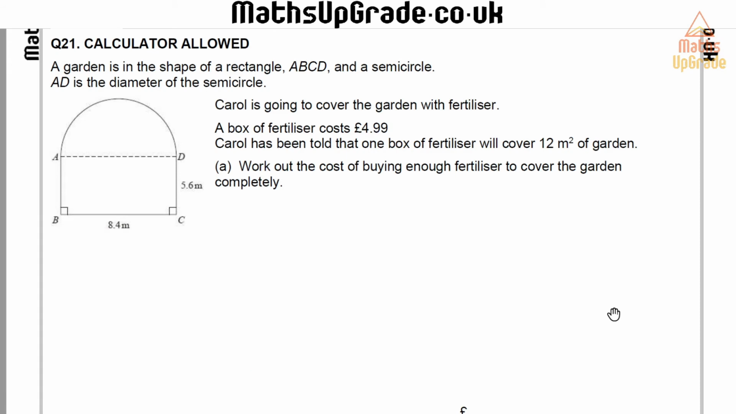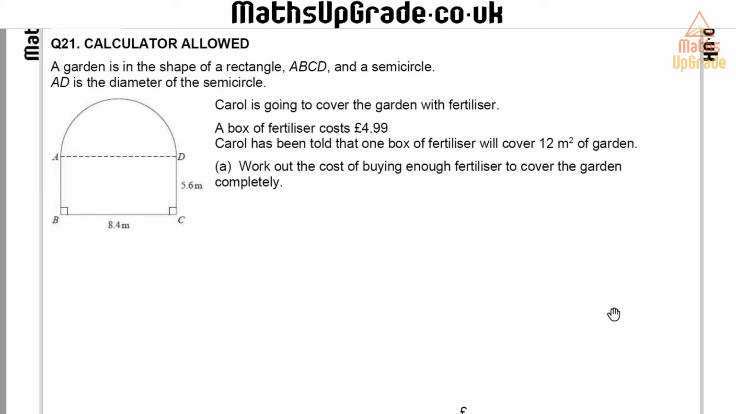Okay, question 21. A garden is in the shape of a rectangle, ABCD, and a semicircle. AD is the diameter of the semicircle. Carol is going to cover the garden with fertilizer. A box of fertilizer costs £4.99. Carol's been told that one box of fertilizer will cover 12 meters squared of garden. Work out the cost of buying enough fertilizer to cover the garden completely.